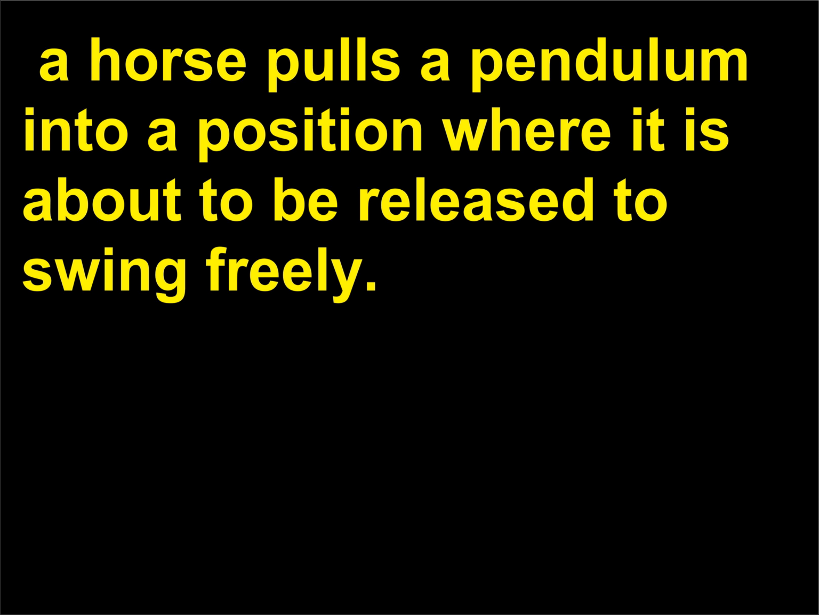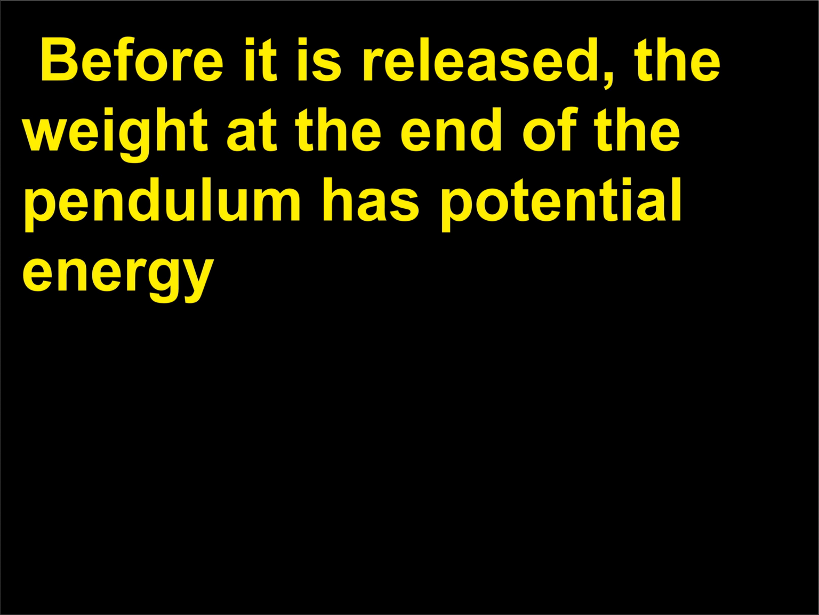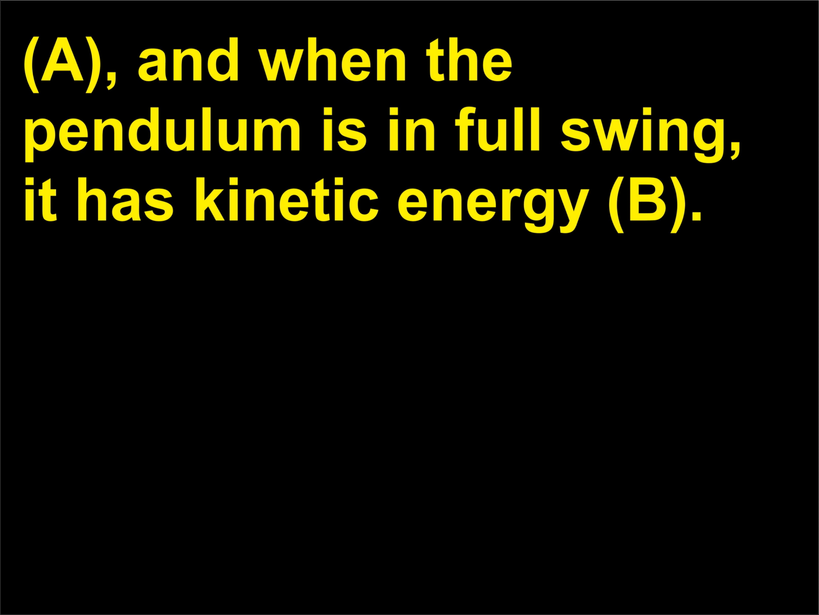In this illustration, a horse pulls a pendulum into a position where it is about to be released to swing freely. Before it is released, the weight at the end of the pendulum has potential energy A, and when the pendulum is in full swing, it has kinetic energy B.